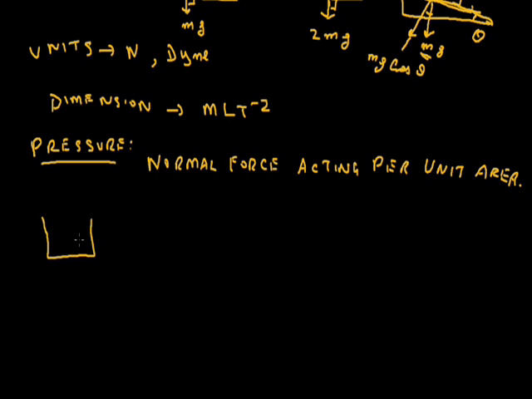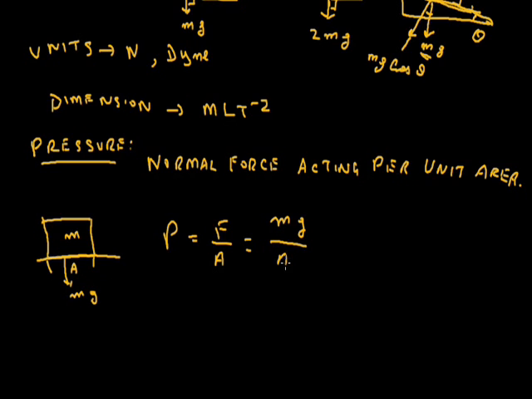Say this is a mass m lying on a surface whose area is A. What is the thrust? What is the pressure in this case? Pressure P will be force per unit area. In this case, the force is the weight of the body, which is mg, acting downward, and the area is simply given, it is A. So this is the pressure.